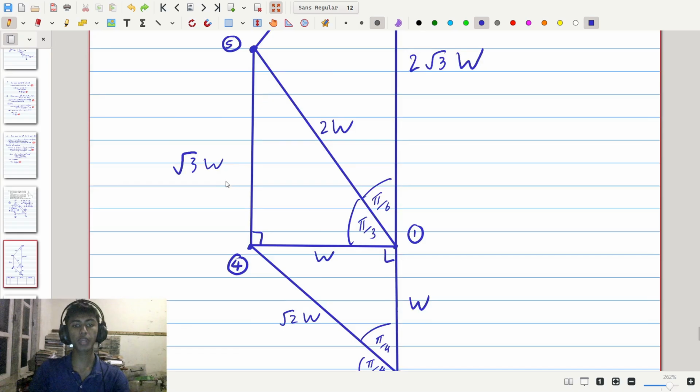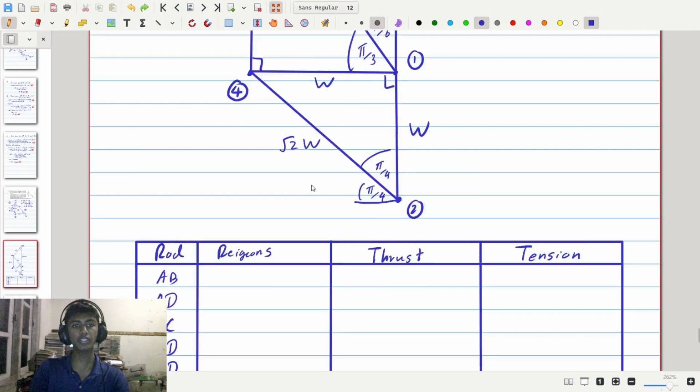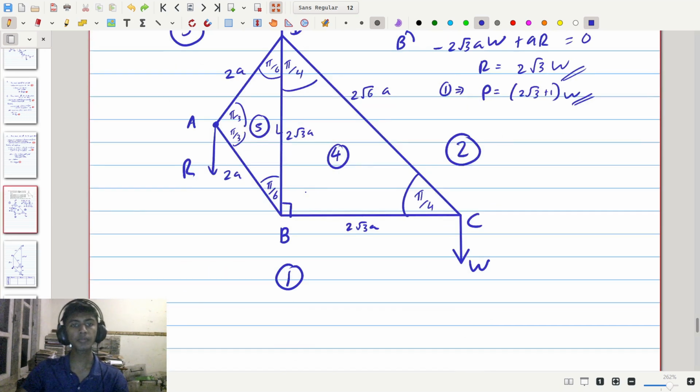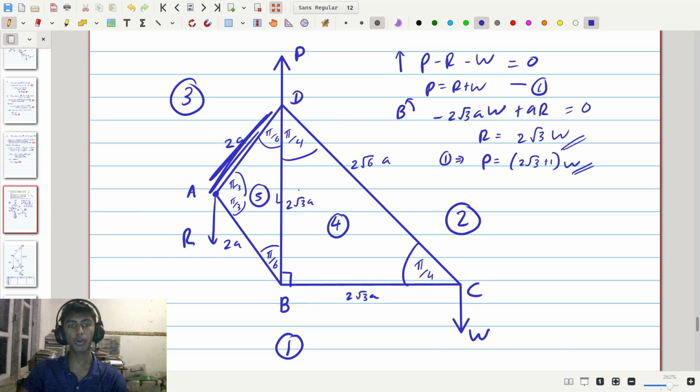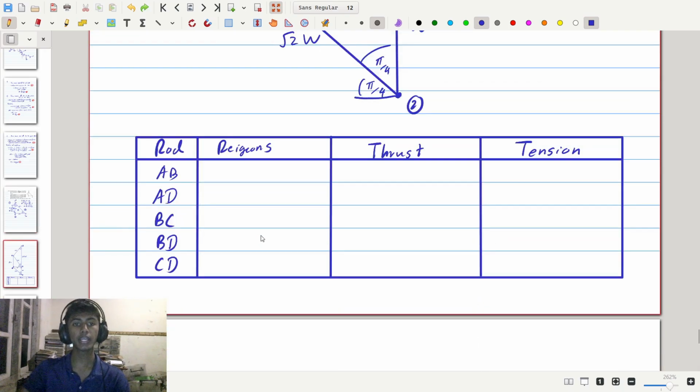So writing these down, we have 5 rods AB, AD, BC, BD, and CD. Now considering the regions corresponding, for AB and AD, if we go up, for AB, the 2 regions on either side are these 2 regions, which is region 5 and region 1, so 1 and 5. For AD, if we consider, it's this rod, so the regions are these 2, which are 3 and 5. So therefore, for AB, we have 1 and 5, and AD, we have 3 and 5. So going down, if I mark that, for AB, the regions are 1 and 5, and for AD the regions are 3 and 5.